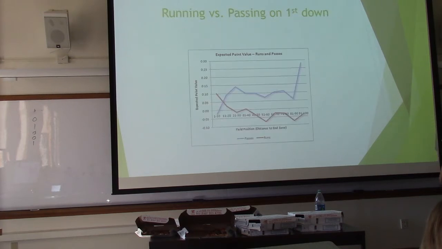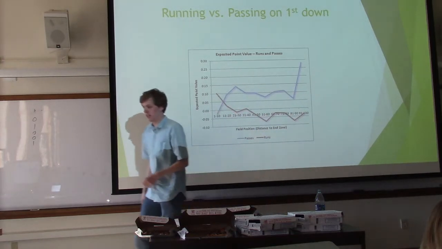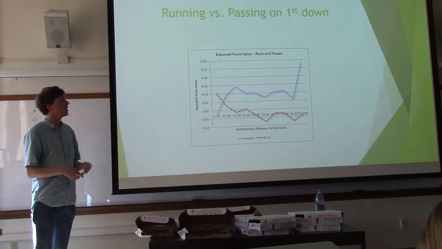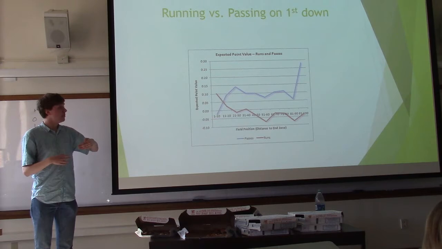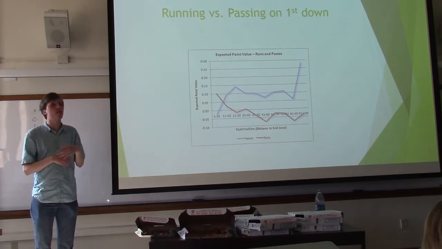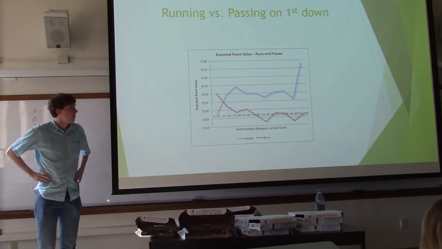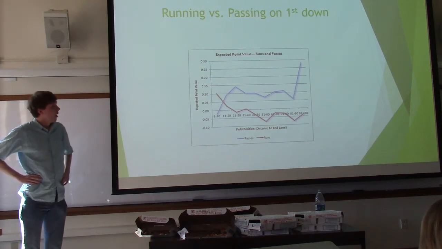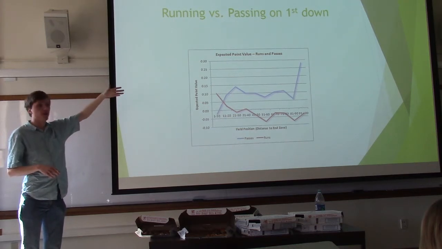Okay, next slide. So now we've really beaten 4th downs pretty good here, but let's talk about running versus passing. Is our team running the ball too much, or passing the ball too much? What's going on? EPA can maybe help us figure out which it is. So here's a graph of the expected point value of a run versus a pass on 1st down.